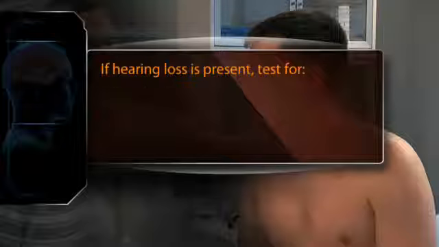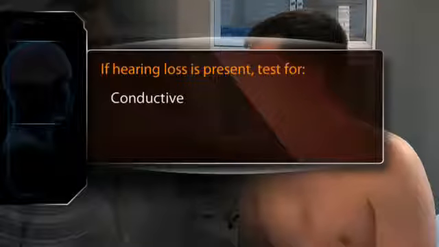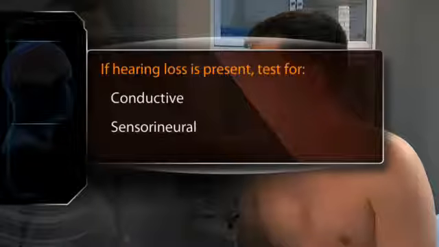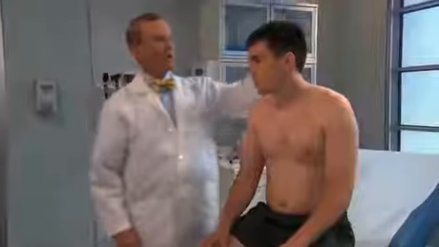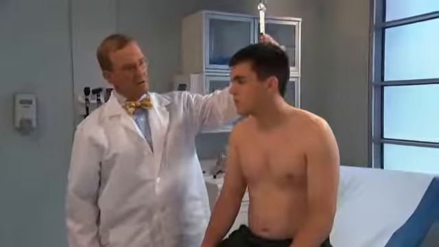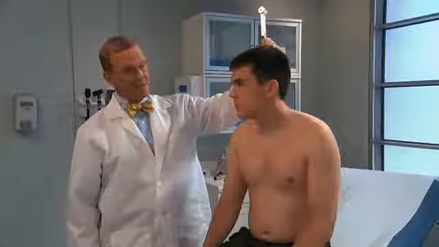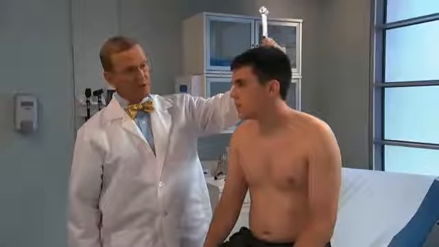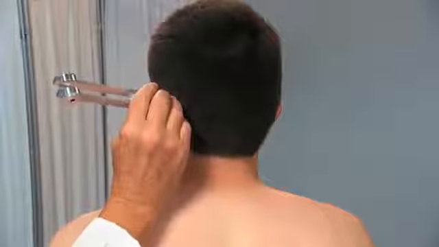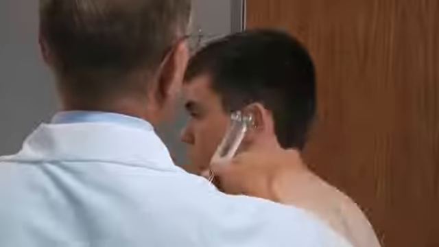determine if the loss is conductive from impaired air-through-ear transmission or sensory neural from damage to the cochlear branch of cranial nerve 8. Test for air and bone conduction using the Weber test. Yes. Is it the same in both ears? Yes. Okay. And lateralization using the Rinne test. Tell me when it stops. It stopped? Still hear it?